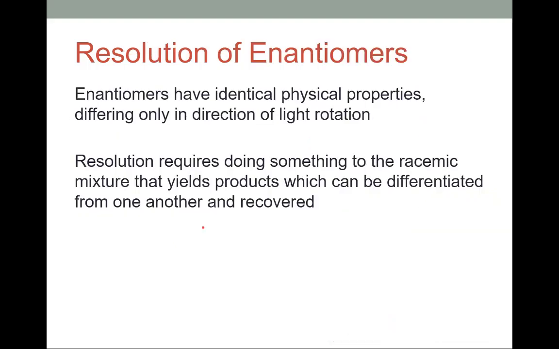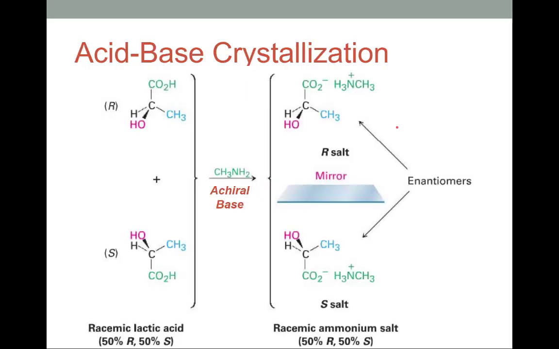So how do we separate them? We can't, of course, separate enantiomers by physical properties because they're all exactly the same. We don't have a practical way to separate them based on light rotation. So what we do instead is react them with something that is itself chiral. Here's an example of an acid-base reaction. Here's lactic acid, which is an acid right there. And here is methylamine. This nitrogen is basic.